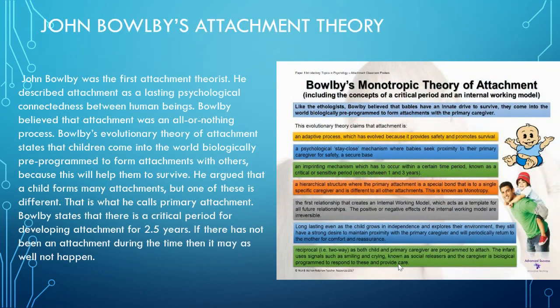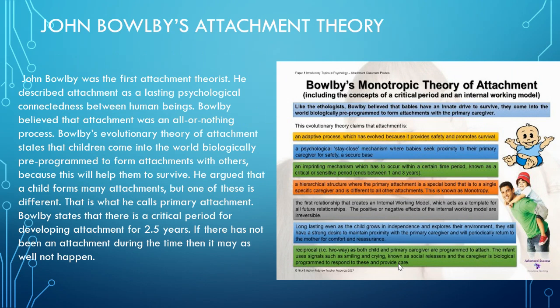John Bowlby's attachment theory. John Bowlby was the first attachment theorist. He described attachment as a lasting psychological connectedness between human beings. Bowlby believed that attachment was an all or nothing process. Bowlby's evolutionary theory of attachment states that children come into the world biologically pre-programmed to form attachments with others because this will help them to survive.